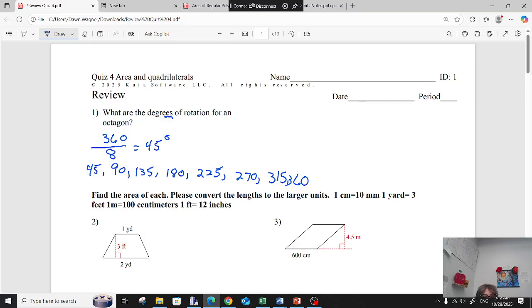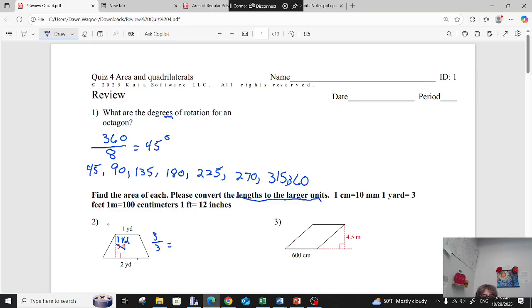Okay, now we have 1 yard, 3 feet. It asks you to convert to the larger units. What's larger, a foot or a yard? Yards. So I want to change this 3 feet to yards. If 1 yard equals 3 feet, you would divide 3 by 3 to change this to a yard. So instead of using 3 feet, what am I going to use here? 1 yard. You have to do your conversions first, right?